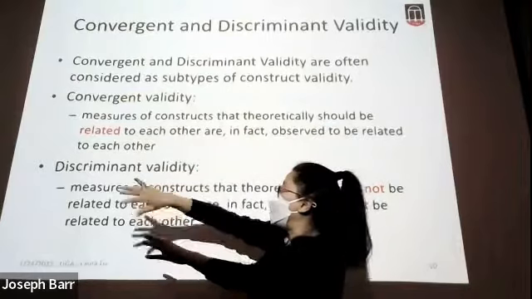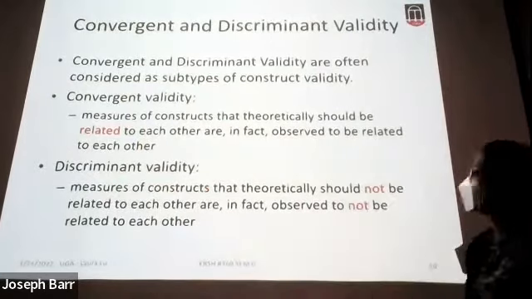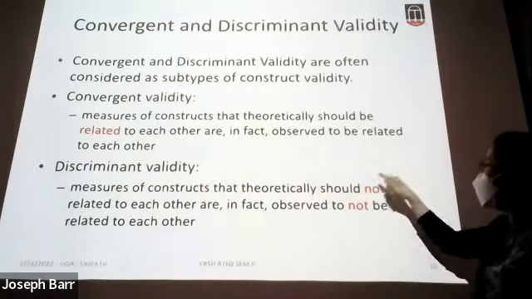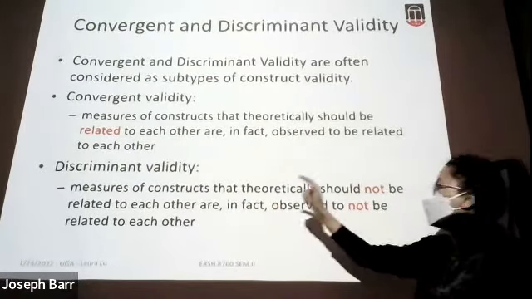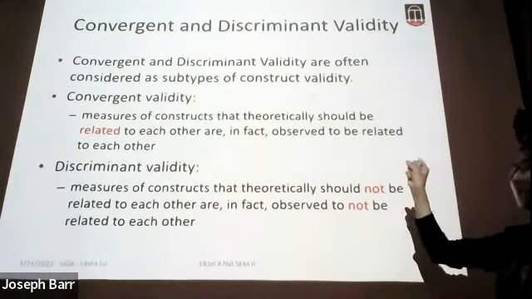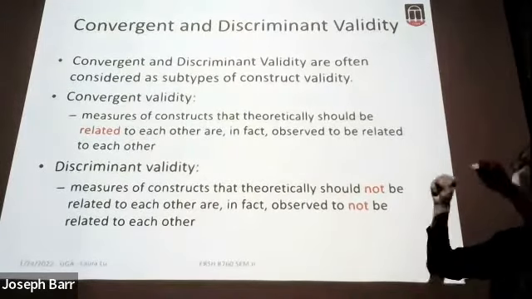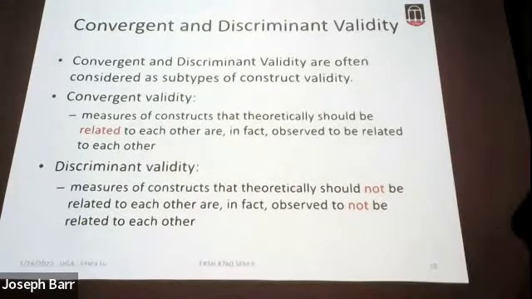The other part is called discriminant validity. It's the opposite. These are measures of constructs that theoretically should not be related to each other and are in fact observed not to be related to each other. So two measures should have really low correlation because they are independent. And what we observe is that this is the case, so we call that a discriminant validity. Again, it's quite abstract, just the verbal definition of these two validities.